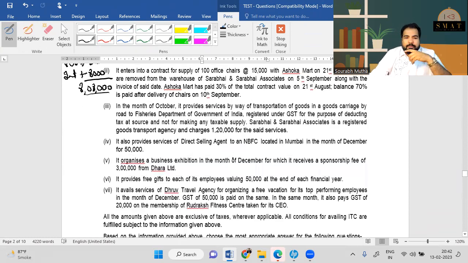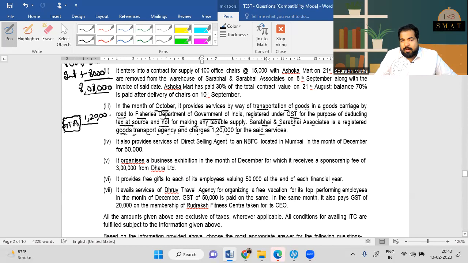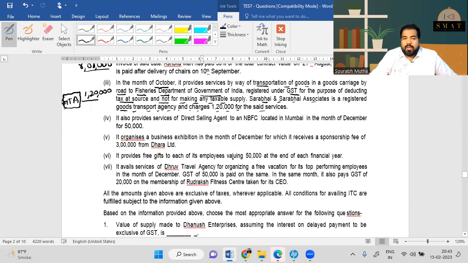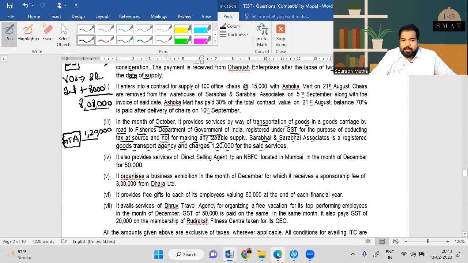Moving to the next one. In the month of October, it provides services by way of transportation of goods in a goods carriage by road to Fisheries Department of Government of India. So basically now it has become GTA. It is supplying some services. Registered under GST for the purpose of deducting taxes also and not making any taxable supply. Sarabhai and Associates is a registered goods transport agency and charges 1 lakh 20,000 for the said services. So will 1 lakh 20,000 be a taxable supply? Yes. There's no question on that.